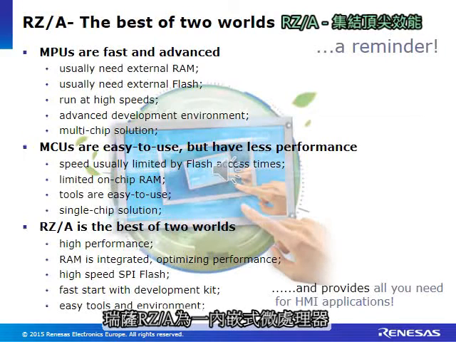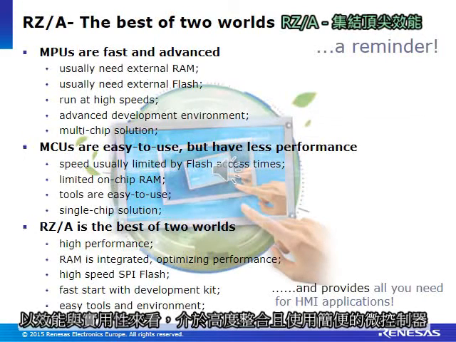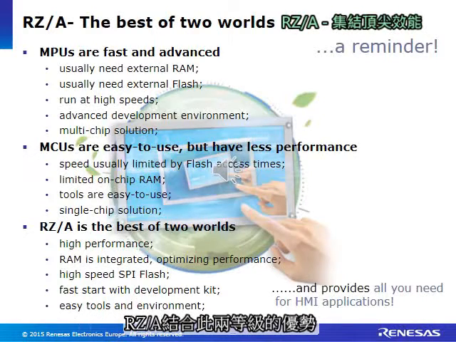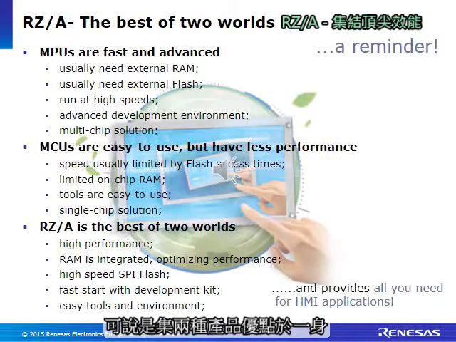Renesas RZA is an embedded microprocessor, which in terms of usability and performance is positioned right between highly integrated and easy-to-use microcontrollers and high-performance microprocessors with external memories. The RZA combines the advantages of both classes and is the best of two worlds, so to speak.